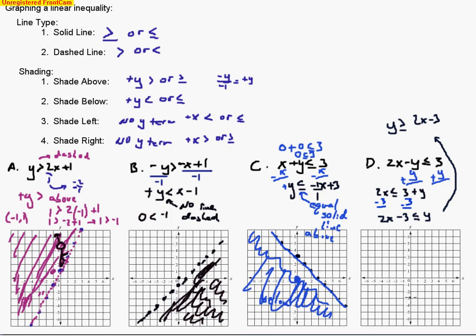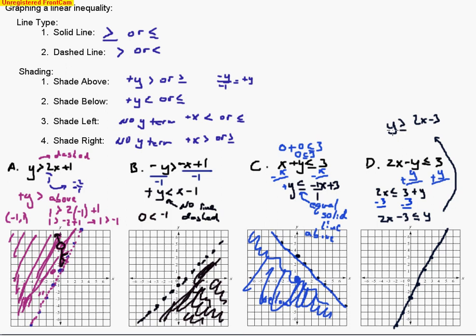Negative 3 is the y-intercept. Use the slope. The slope is 2 to 1. So it means you're going up 2 over 1 to the right each time. Or you could go down 2, 1 to the left. And then from there you draw the line. Now this is a solid line again. So always be really careful of the line type. Solid line because we have the line underneath. So that means equal to.